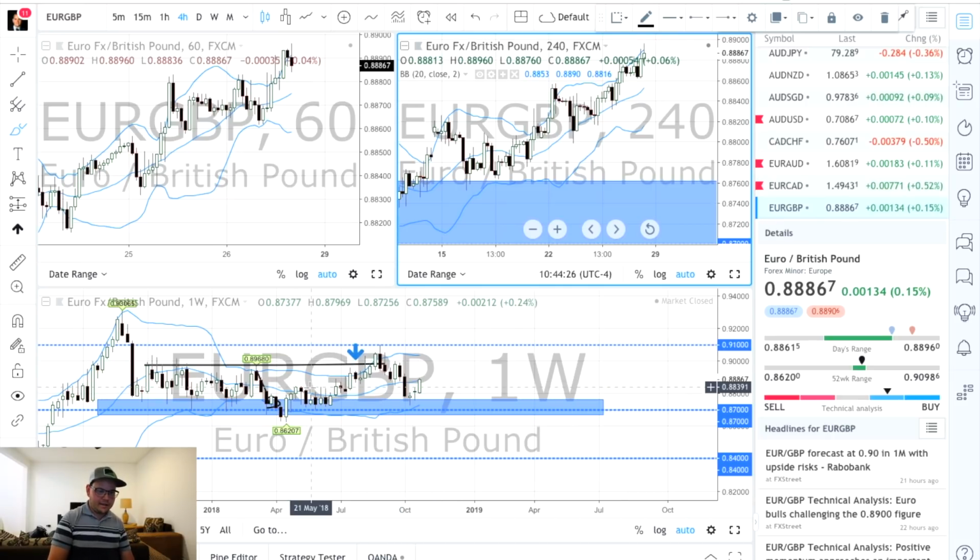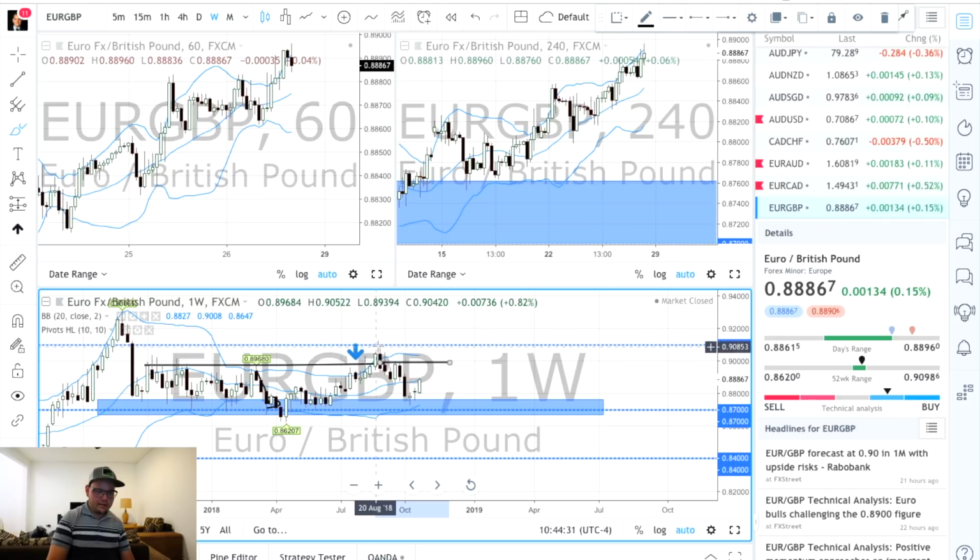Next zone I'll look at is between this and this. Okay, so between like 0.90 and 0.91. Good zone to look for a bearish setup like we had over here before. And that's going to be it for this pair.